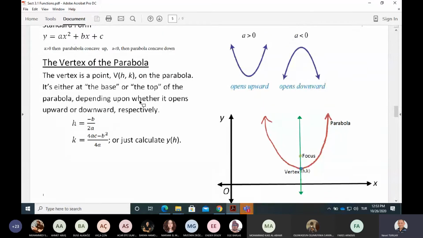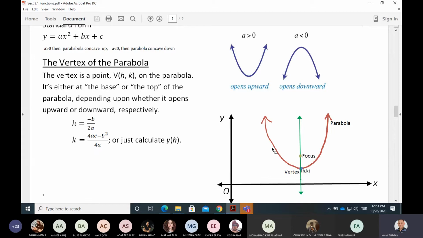So the vertex, it depends on what you have. If the vertex, if you are looking with upward, then it tells you about the minimum, some other calculus things. So the vertex is a point, let's say (h, k), on the parabola. It's either at the base or the top of the parabola, depending upon whether it opens upward or downward respectively. So in here at the base, in here at the top.